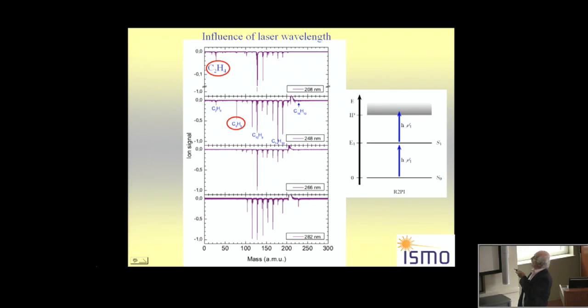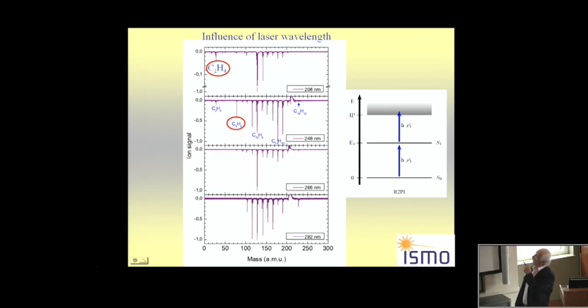This is a set of mass spectra at different wavelengths: 208, 248, 266, 282. You see that there are changes. It's not too much of a surprise, because every PAH has its own spectrum. There is no reason why they should all absorb at the same place.